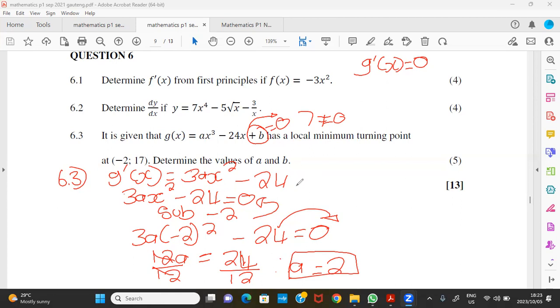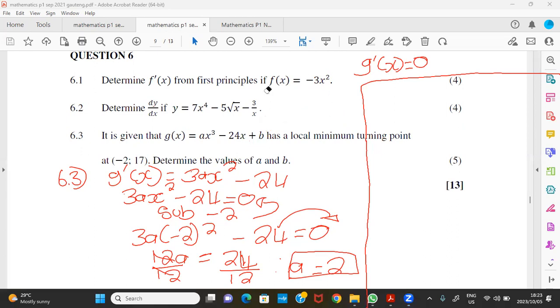So we found our value for A. Now we are going for B. Let me just draw a line here. To find our value for B, we are just going to look at our function in its original form. So it's going to be g of x is equal to ax cubed minus 24x plus b. So this is a function.